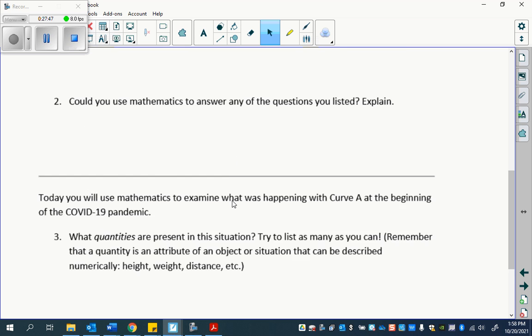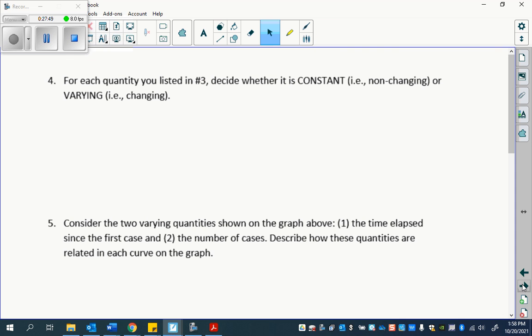All right, so if you turn the page, your next conversation is, go back to all those quantities that you listed, and with your group, decide, are they constant? Are they fixed numerical values? Or are they changing? Are they varying? Which one of these things changes?